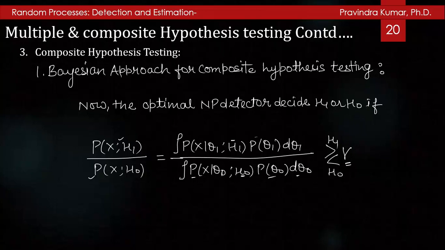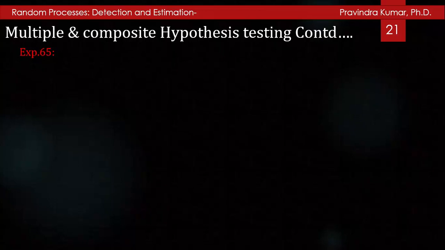The required integrations are multidimensional, with dimension equal to the number of unknown parameters. The choice of prior PDFs can also prove to be difficult. If indeed some prior knowledge is available, then it should be used. If not, we can choose PDFs as flat as possible, for example a uniform distribution. Now we'll take another example.